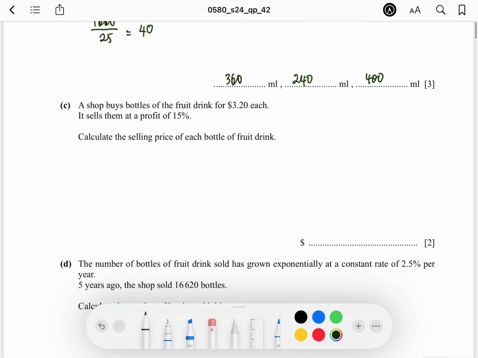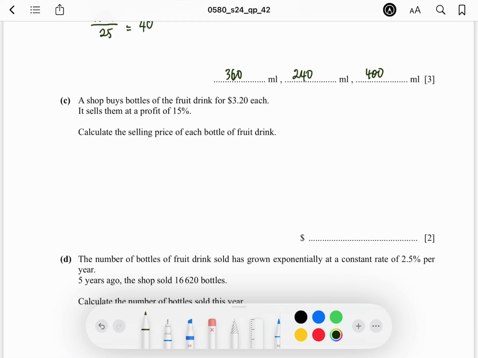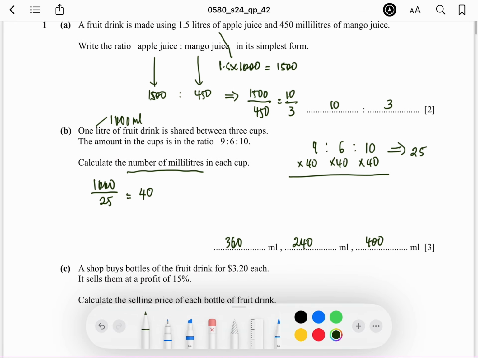Right? A shop buys, so far okay, 3 markah, 2 markah, 5. Tadi target berapa? 11. Hey. Paling minimum tu 21 lah. Allah, apa benda 11? Okay.